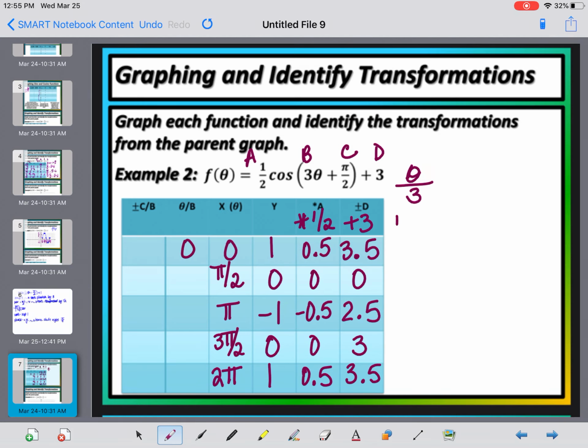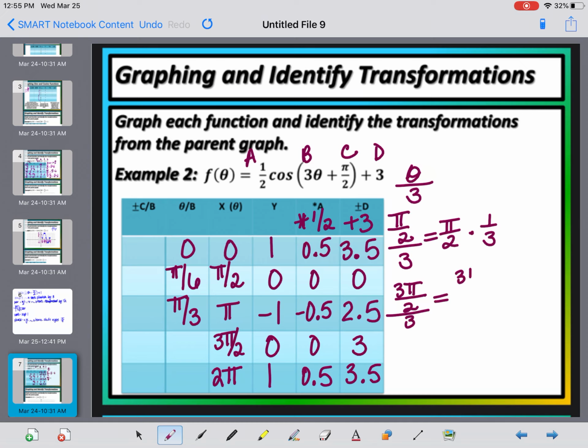Okay, so 0 is easy, still 0. Pi over 2 divided by 3 is pi over 2 times 1/3. This guy's easy. 3 pi over 2 divided by 3, 3 pi over 2 times 1/3. Okay, I'm actually going to leave this as 3 pi over 6 for my whole common denominator business.